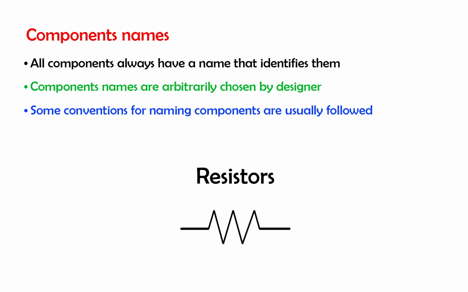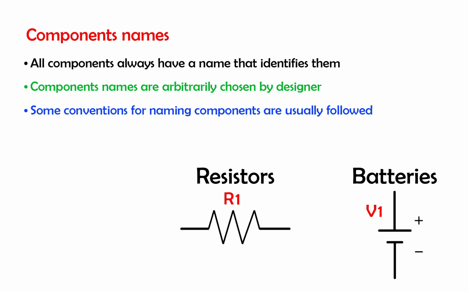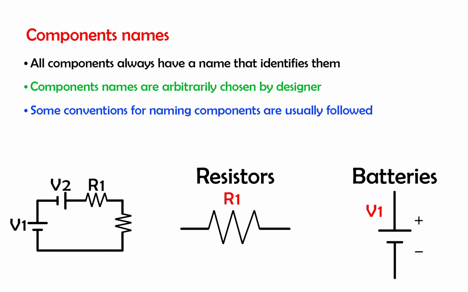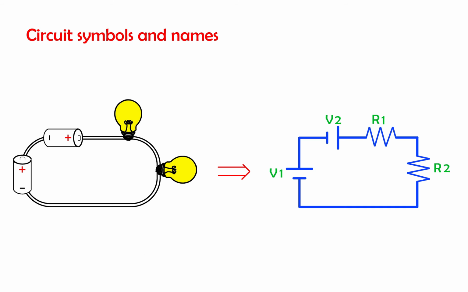For example, resistors' names are usually the letter R followed by a number, R1. Batteries are named by the letter V followed by a number, V1. You don't necessarily need to follow this convention, but most people in the world do. It is important that no two components in a schematic are named the same. Just like having two Toms in a class may be confusing, having two components named R1 could cause serious problems when working on the circuit. We can now add names to our schematic. When talking about a component within a circuit, we can simply refer to it by its name. For example, battery V2 is next to resistor R1.